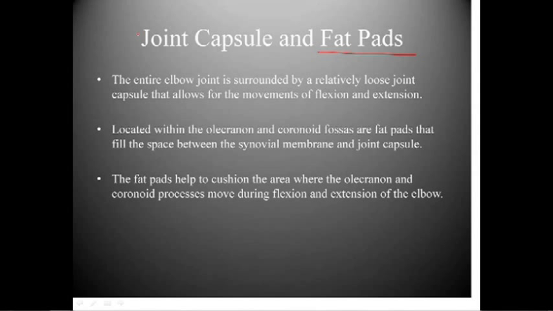Located within the olecranon and coronoid fossae are fat pads that fill the space between the synovial membrane and the joint capsule. So I kind of think of the fat pads being a type of insulation in this sense. The fat pads help to cushion the area where the olecranon and the coronoid processes move during flexion and extension of the elbow. So they also act as the cushioning effect.